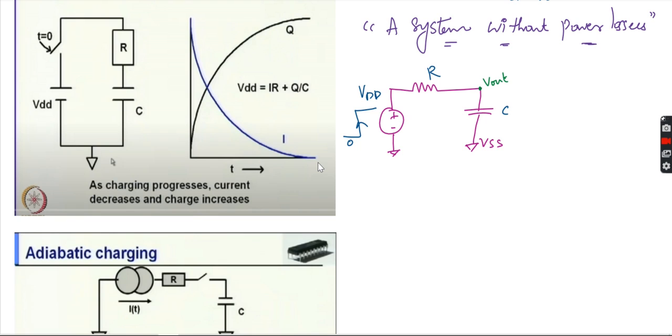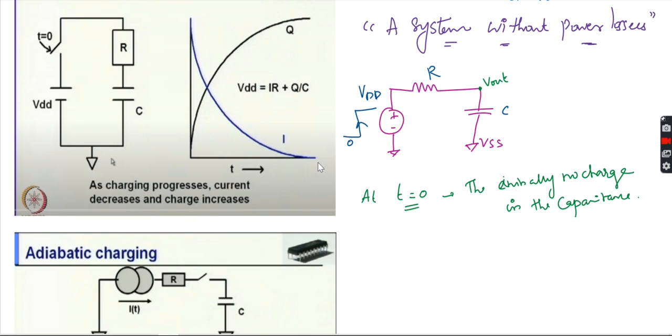Now we can look at the time. At t equal to 0, the input voltage is 0, which means the capacitor initially won't charge. At time 0 the capacitance won't charge, right? Initially there is no charge in the capacitor.